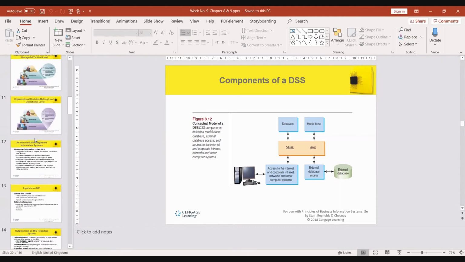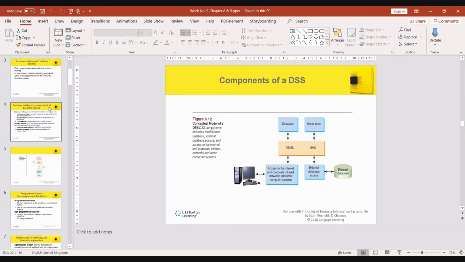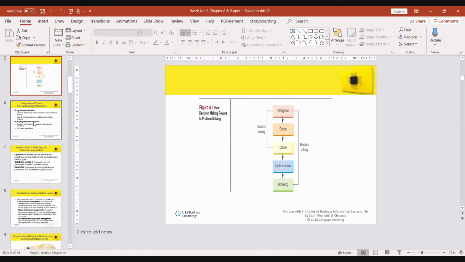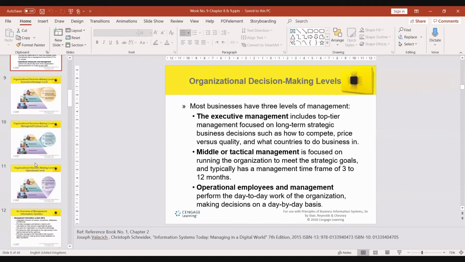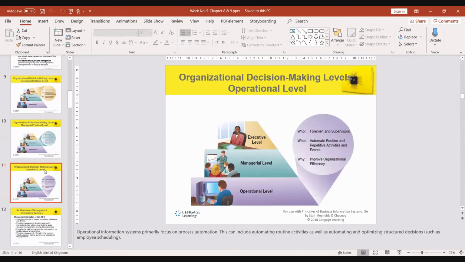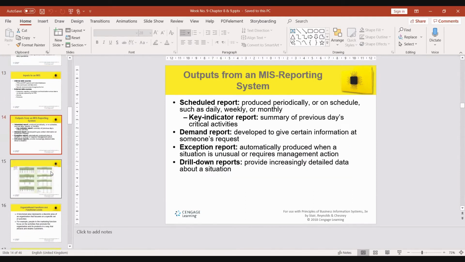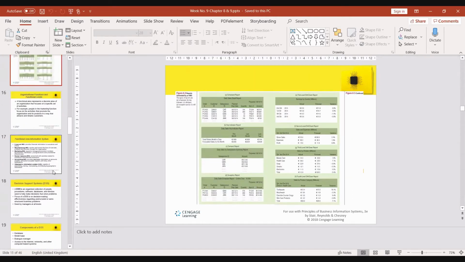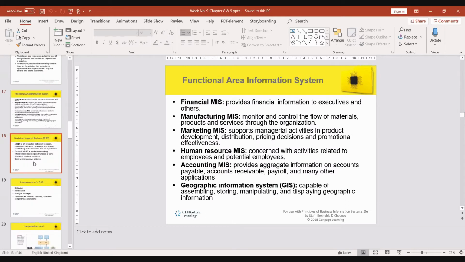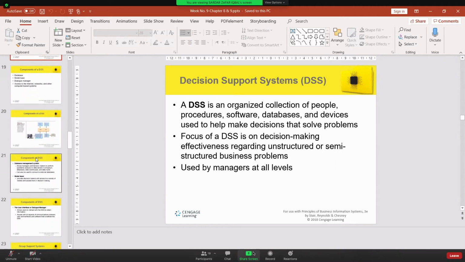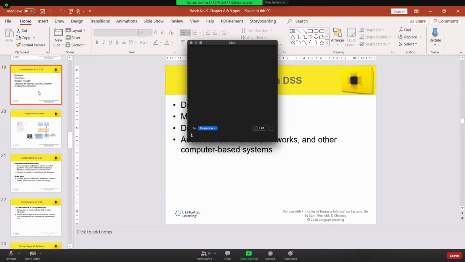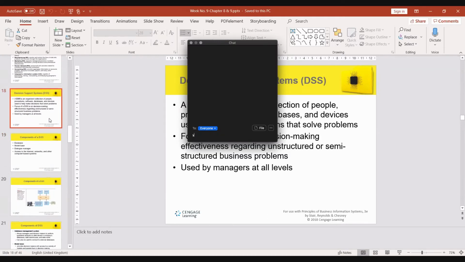So what we have discussed so far: decision making, types of decisions, different models, then the three levels of organization management. We discussed the MIS, its reporting, functional areas, different MIS. We'll discuss this DSS, right? Okay, let's start from here.